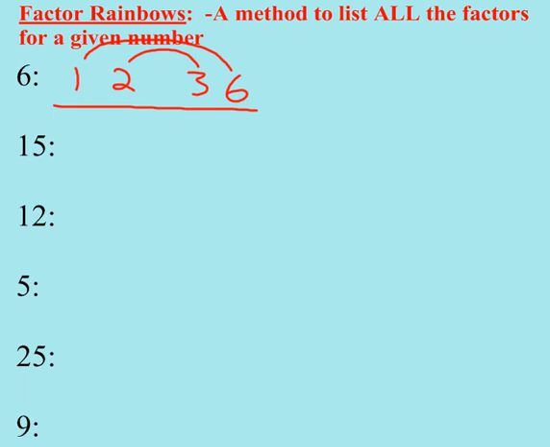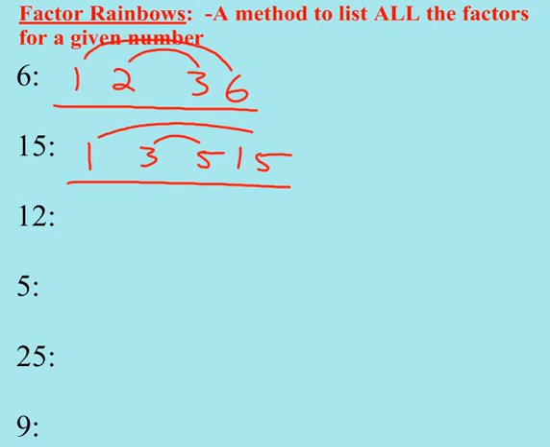Let's try 15. Again, I start with 1. 1 times 15 equals 15. Does 2 go into 15? Nope. Notice how I'm counting up. Does 3 go into 15? Yeah. 3 goes into 15 5 times. 3 times 5 is 15. Does 4 go into 15? No, it doesn't. And since there's no numbers between 4 and 5, I know I'm finished with my factor rainbow. So my factors of 15 are 1, 3, 5, and 15.